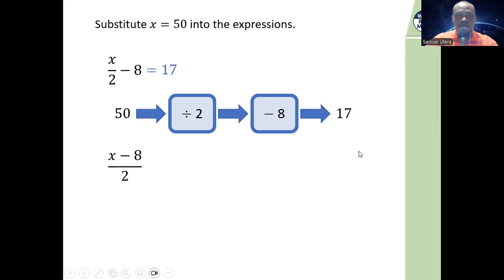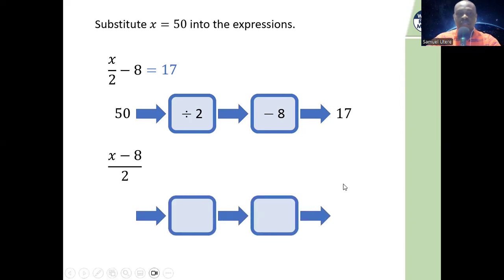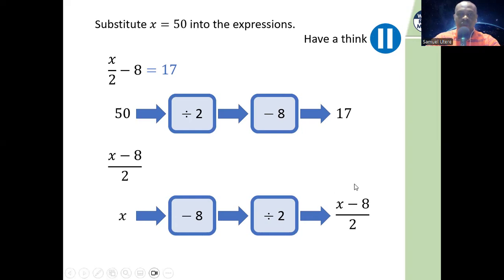What about this one? If you think about it as a function machine, we need to subtract 8 first before we divide by 2. So here it is. Okay. So we know that because we can read the expression correctly, then our substitution would be right. So if we put 50, we have to subtract 8 first before we divide by 2. And that gives us 21.